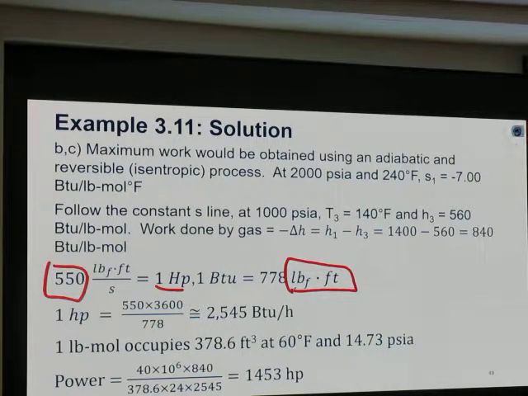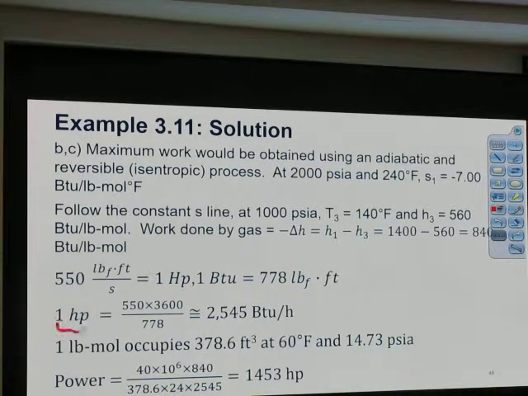Okay? 1 horsepower, so I do the math. 550, which is pound-force foot per second, divided by... 1 horsepower equal to how many BTU per hour? Okay, so in this unit conversion I have per second, then I multiply by the seconds within 1 hour. Right now I have pound-force foot, and then I have to change to 1 BTU. I divide by 778. Okay, 550 over that. 1 horsepower becomes that much.